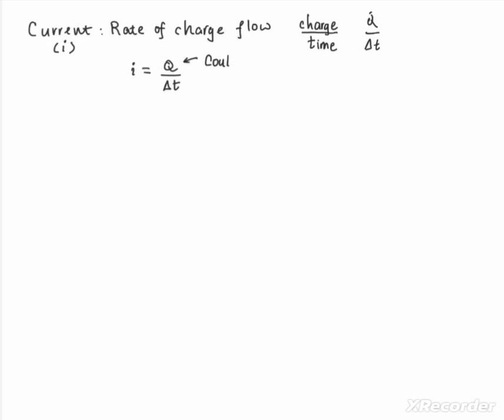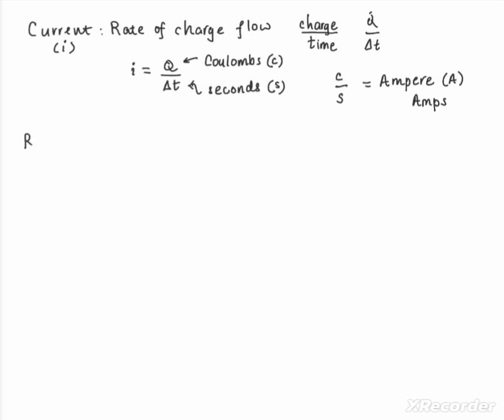Q is in coulombs, which is C, and then we have delta T, which is in seconds. So for units of current, we have coulombs over seconds, and we call it ampere, call it A, or call it amps.